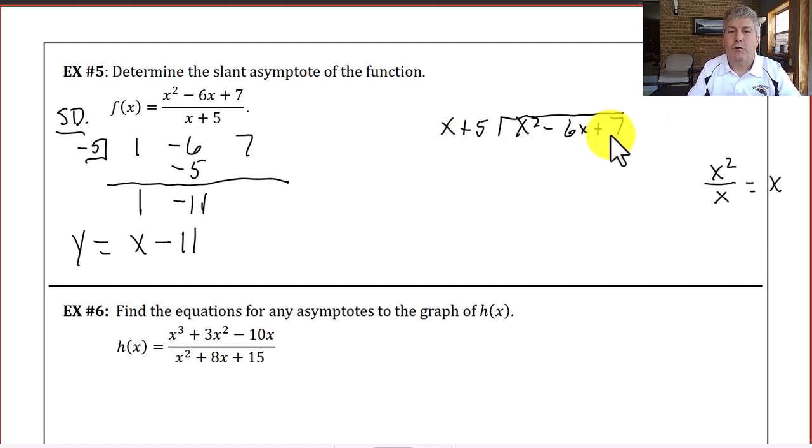If you want a review of long division, how to do that, we can do that real quick. We're going to take x squared minus 6x plus 7 and divide by x plus 5. So we ask ourselves, what's x squared divided by x? And that's simply x.